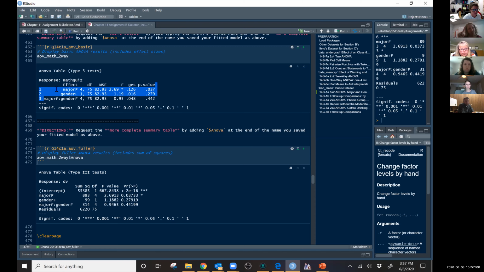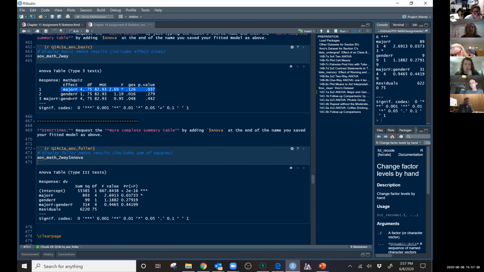One of them is. Which one is significant? Major. How much does major influence math test score? Well, how would we interpret it with the GES, the generalized eta squared? This would say 12.6% of the variation in math scores is accounted for or explained by major alone. The major that they're majoring in accounts for over 12.5% of the variation in math test score.